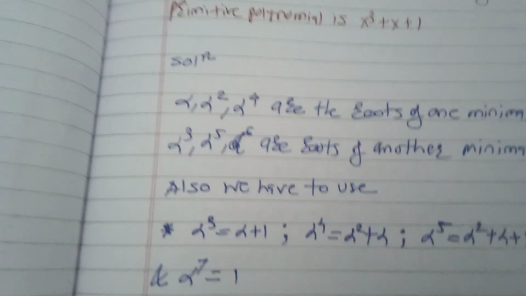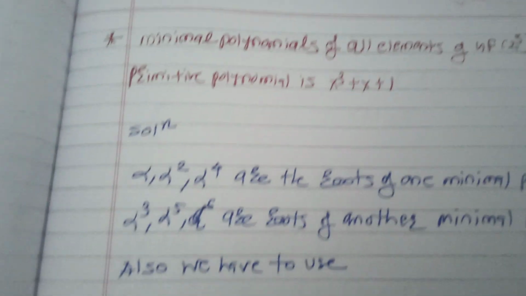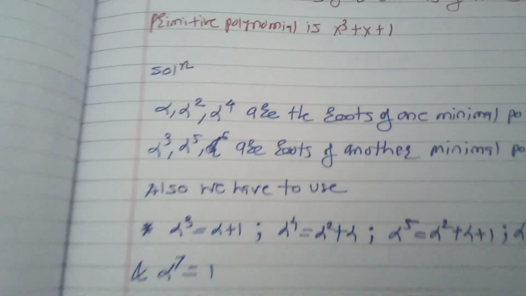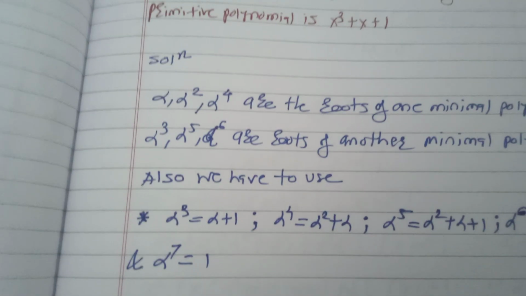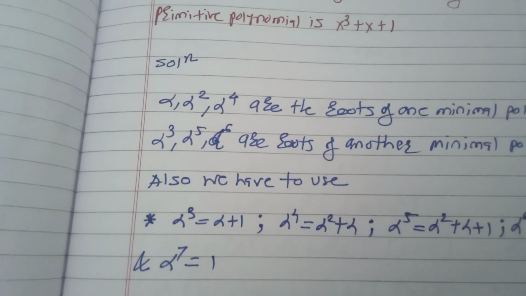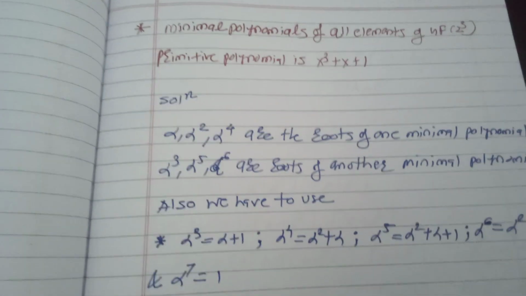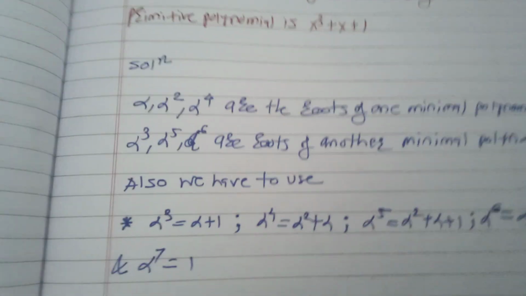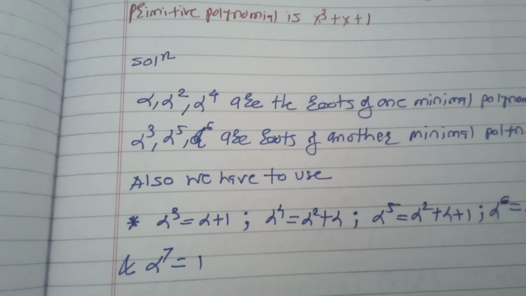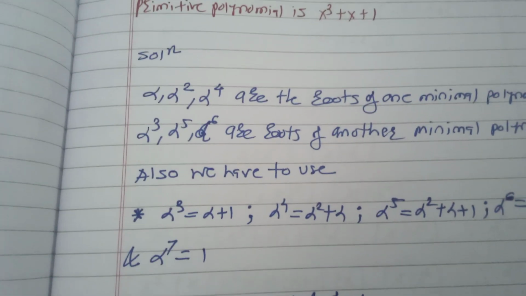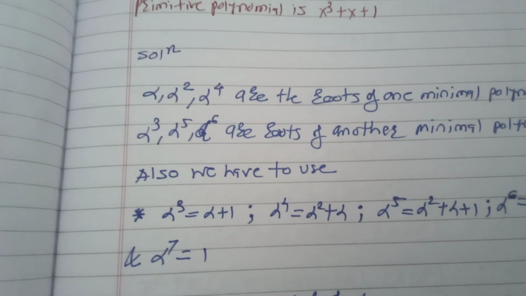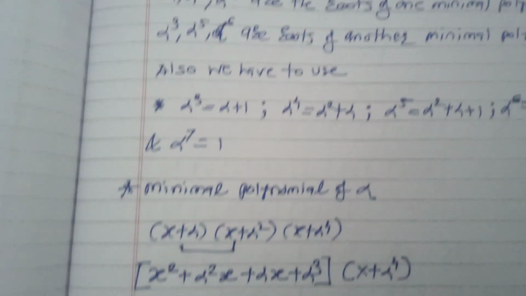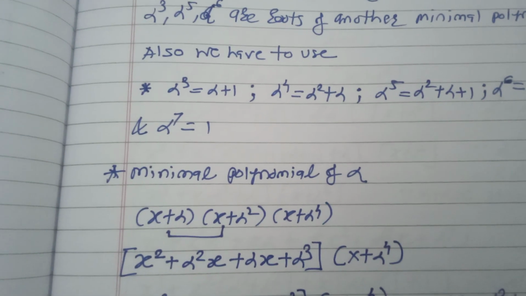And in exam also, if they have asked you to obtain the minimal polynomials, you can directly write all these things depending on how much marks are there for that question. If it is for a few less marks, then you can directly write that alpha square, alpha raised to 4 forms one set, then alpha cube, alpha raised to 5, alpha raised to 6 form another set. So let us obtain the minimal polynomial of alpha.